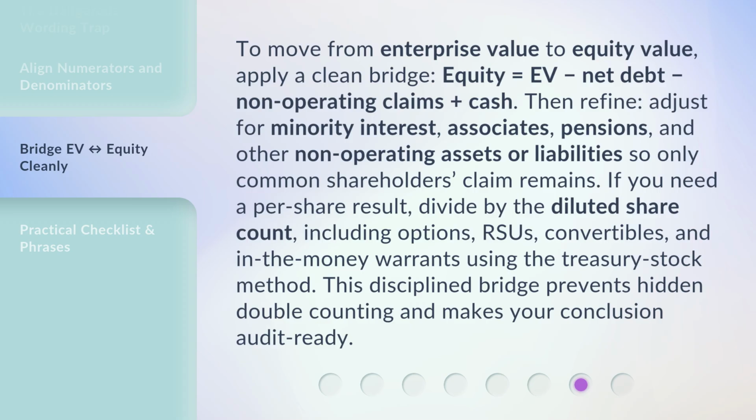If you need a per-share result, divide by the diluted share count, including options, RSUs, convertibles, and in-the-money warrants, using the treasury stock method. This disciplined bridge prevents hidden double counting and makes your conclusion audit-ready.